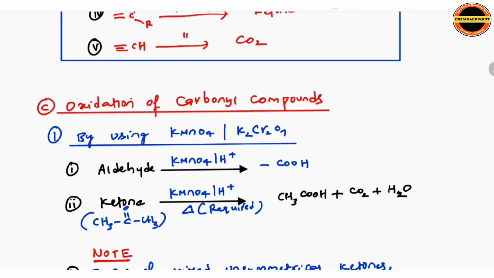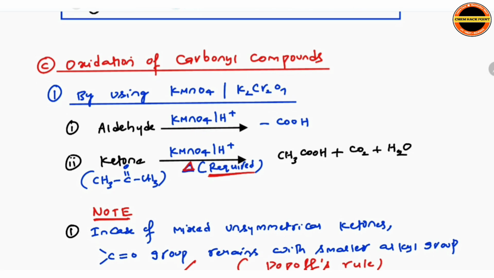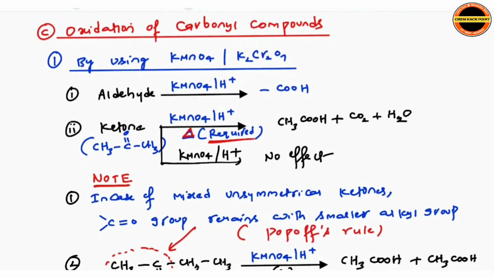Oxidation of carbonyl compounds by using KMnO₄, K2Cr2O7. Here an aldehyde in the presence of acidified KMnO₄ gives a carboxylic acid. A ketone in the presence of KMnO₄ and H plus gives no reaction. Heat is compulsory: whenever heat is given, only then does the reaction occur. Without heat, with KMnO₄ and H plus, there is no effect. Remember, without heat it will not show further reaction.